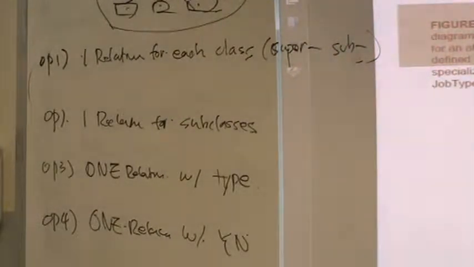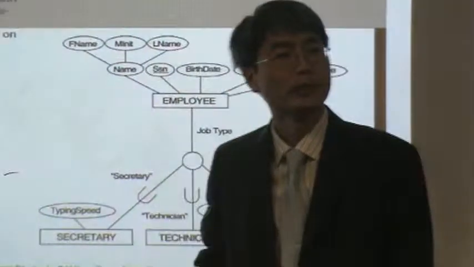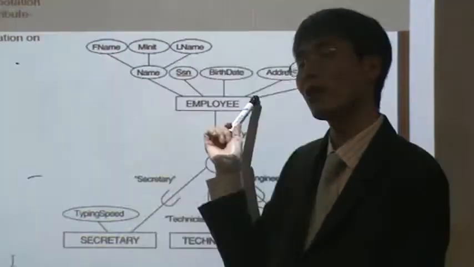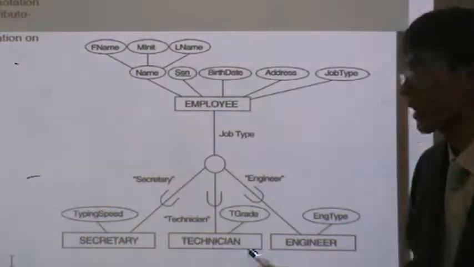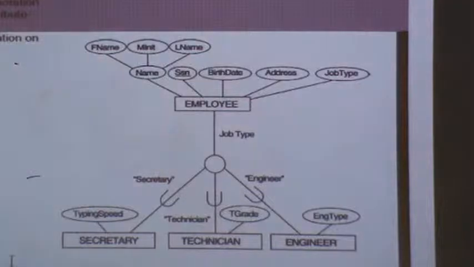So how many entities for this? One entity, one employee. How many subclasses? Three subclasses. But all of these were employees.